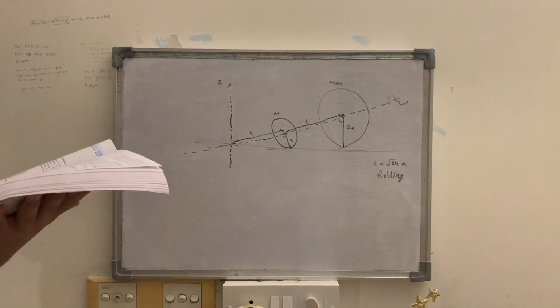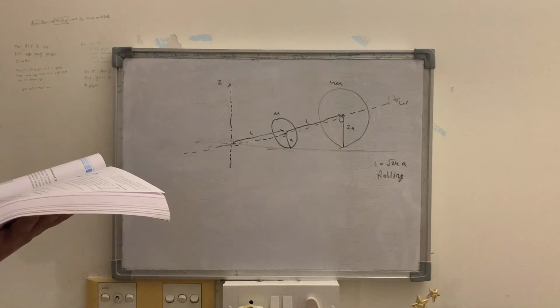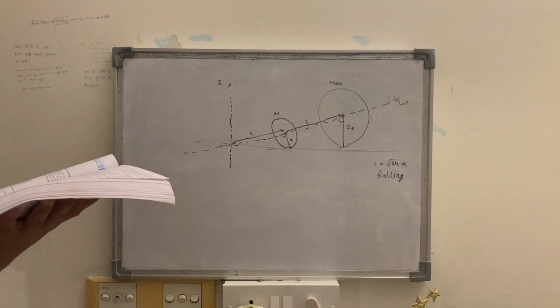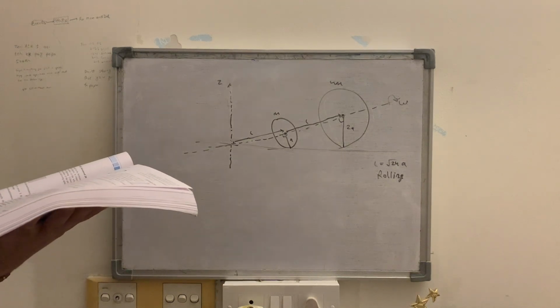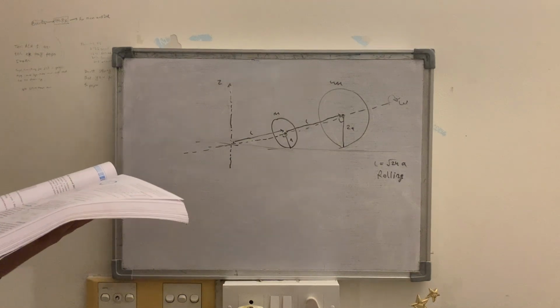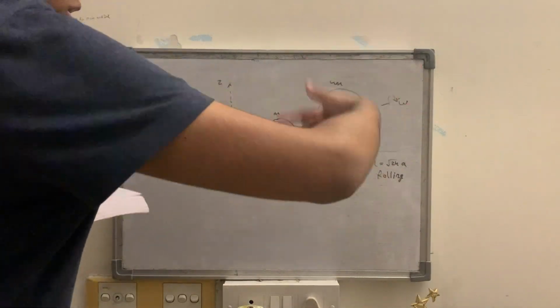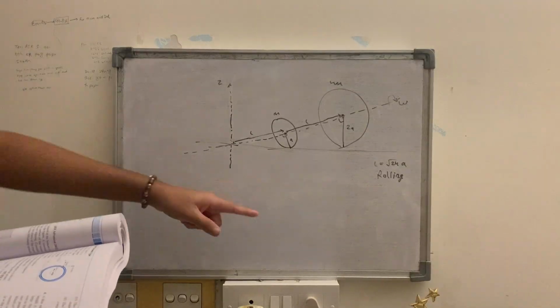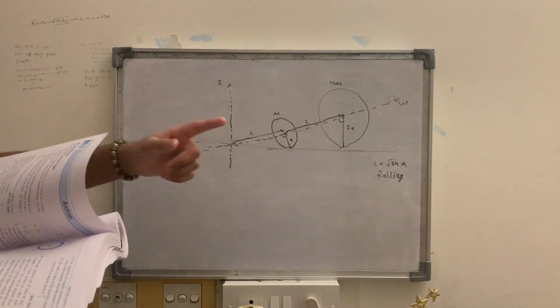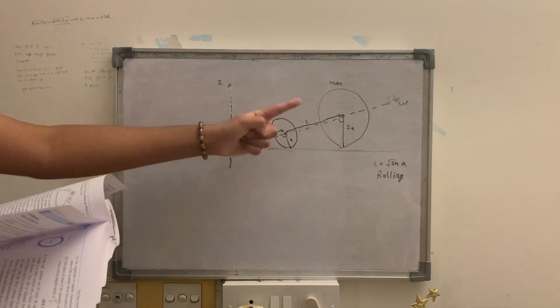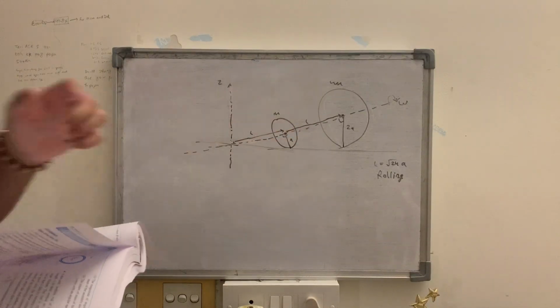This assembly is laid on a firm and flat surface and set rolling without slipping on the surface so that the angular speed about the axis of the rod is omega. So this is the axis of the rod and the angular speed about it is omega, like this.